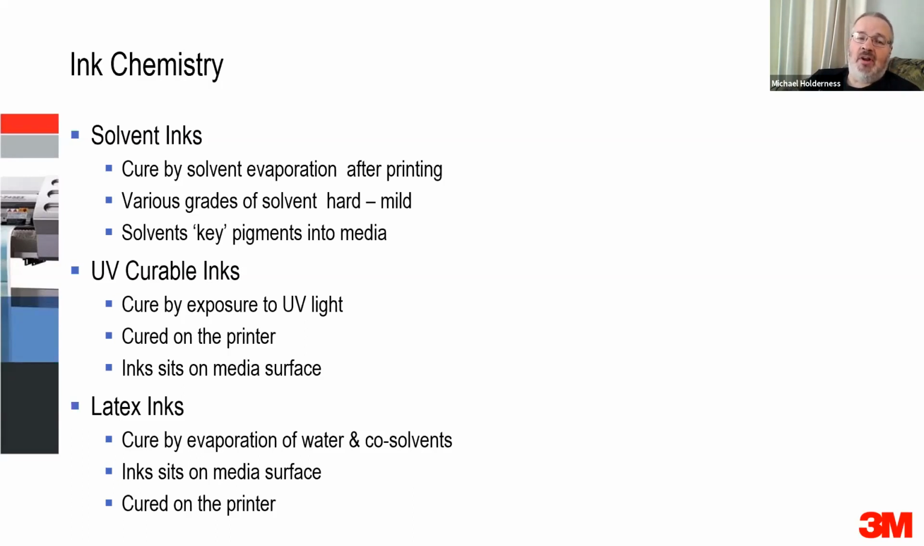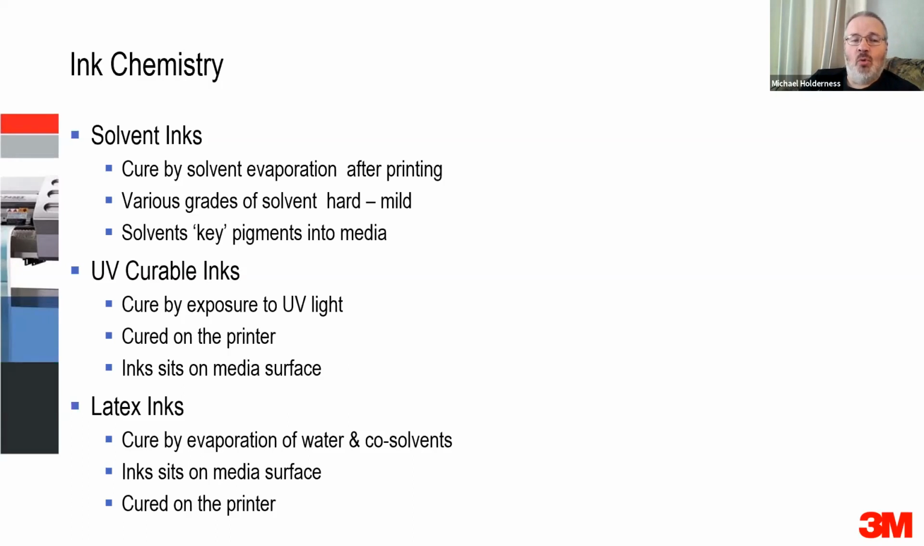Now UV cured inks, exposure by UV light will cure them. So there is a chemical in there that reacts with the UV light and hardens. So what it's doing is it hardens, and it hardens with the pigment inside it. It's cured on the printer and it tends to be cured on the media surface. So a UV ink will tend to be sitting on the surface rather than in the surface.